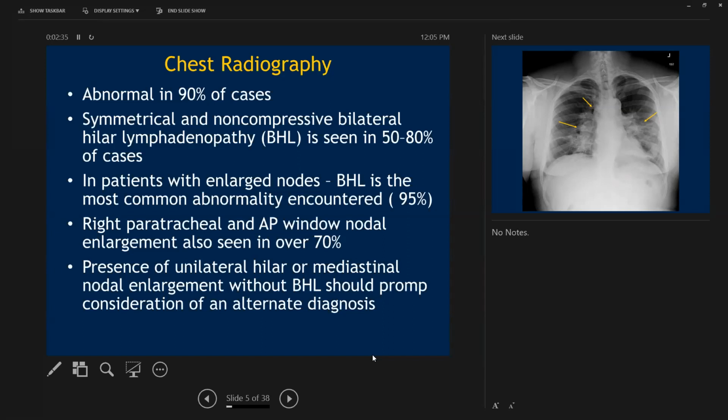Another pattern that we can sometimes encounter is right paratracheal and aortopulmonary window nodal enlargement, which is seen in about 70% of the cases. Anytime you see unilateral hilar or mediastinal nodal enlargement without a bilateral or symmetric distribution, you should consider alternate diagnoses, as in, you look for a lung mass or look for metastases. It could be metastases from an unknown primary, or sometimes it could be representative of lymphoma.